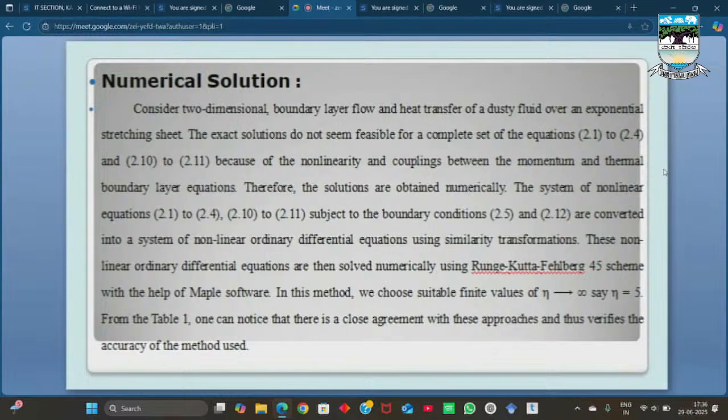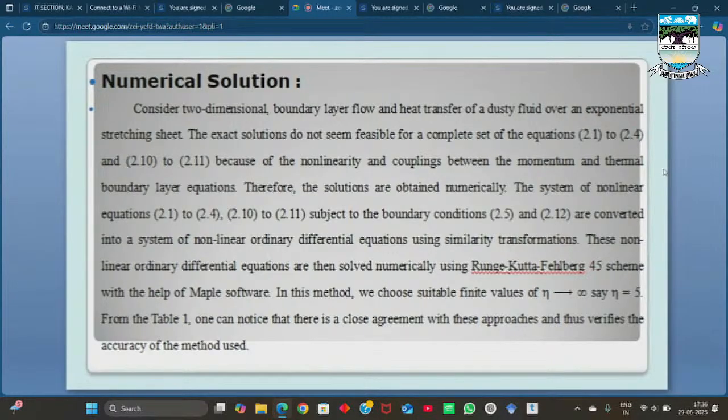Figure 6 illustrates the effect of the Prandtl number on the profiles. As the Prandtl number increases, the temperature profile for both the fluid and dust phases decreases. Figure 7 explains the effect of the Eckert number. As the Eckert number increases, the temperature profile for both fluid and dust phases increases.